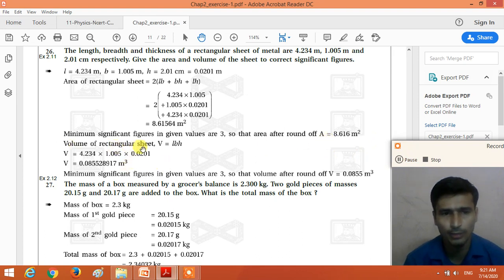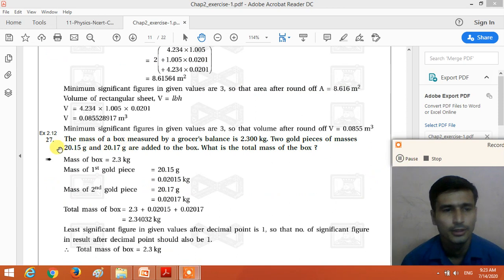So now the volume of the sheet. What is the formula for the volume of the rectangular sheet? V is equal to LBH. If you multiply L, B and H, we get the answer 0.0855 28917. Now we need to round up this value to three significant figures. If you round the volume up to three significant digits, we get the answer 0.0855 meter cube.